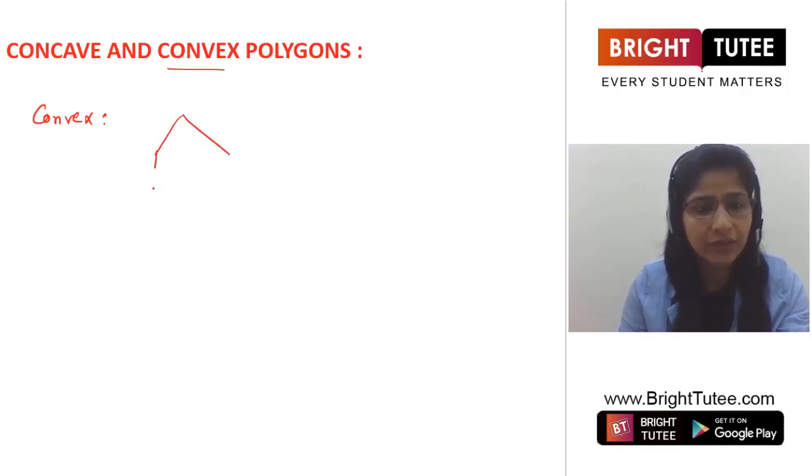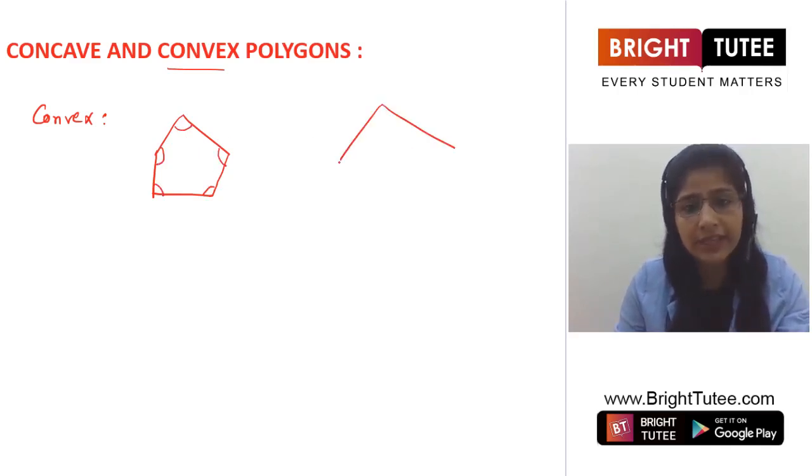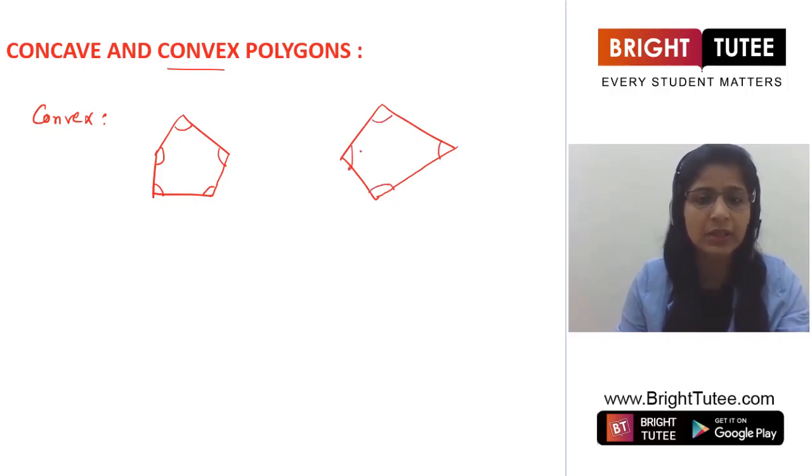Suppose I have given you a figure like this. In this we see each angle is less than 180 degrees. Here these 5 angles, right? Suppose we take this. In this also each angle is less than 180 degrees. So these kinds of polygons, where each and every interior angle measures less than 180 degrees, are convex. Other than this, the polygons are known as concave.